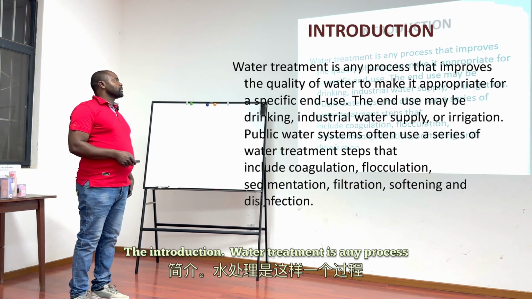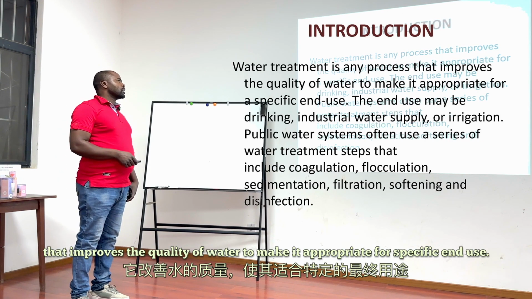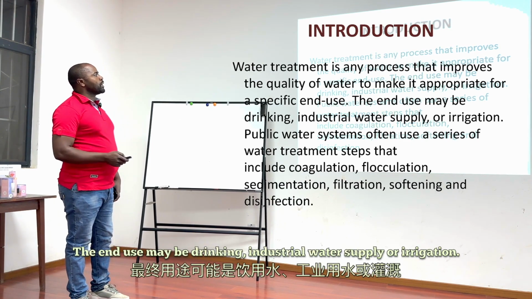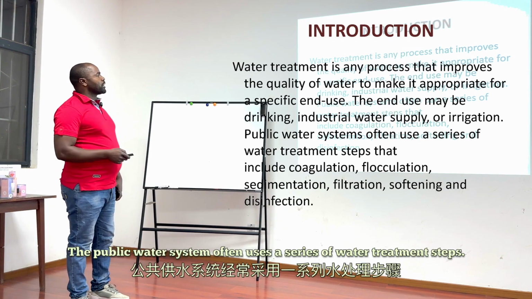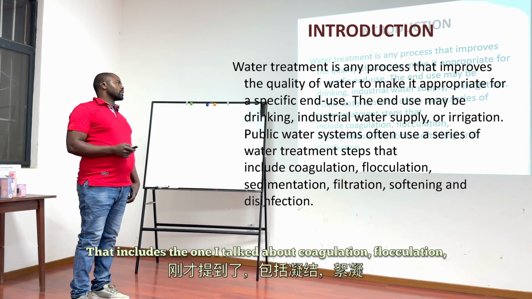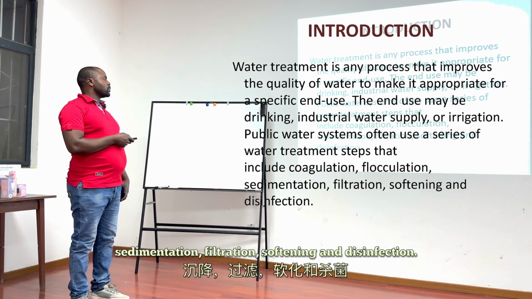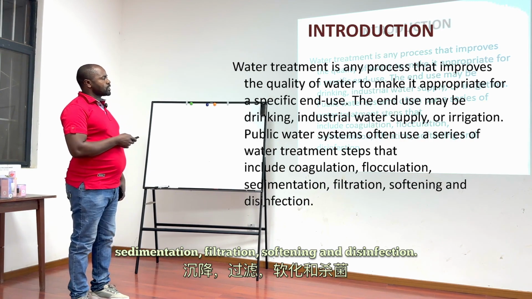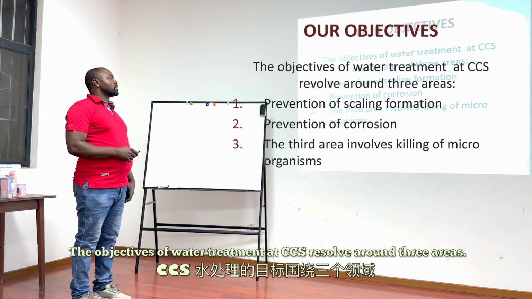The introduction: water treatment is any process that improves the quality of water to make it appropriate for a specific end use. The end use may be drinking, industrial water supply, or irrigation. A public water system often uses a series of water treatment steps that includes the ones I talked about: coagulation, flocculation, sedimentation, filtration, softening, and disinfection. The objective of water treatment at CCS revolves around 3 areas.